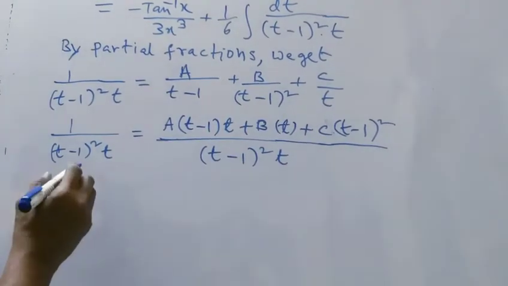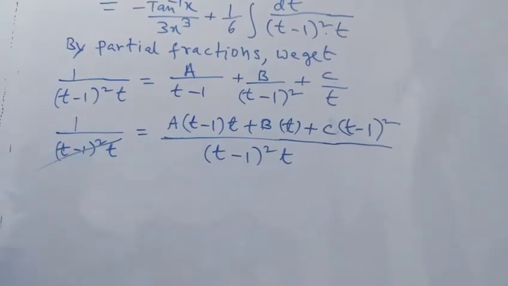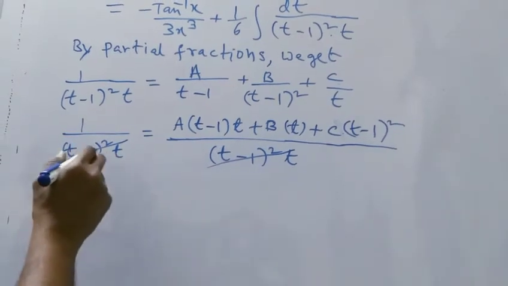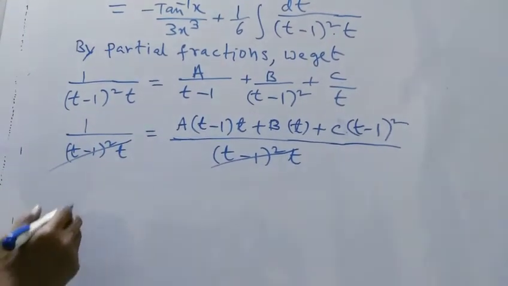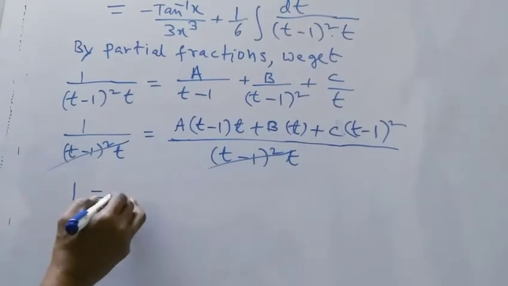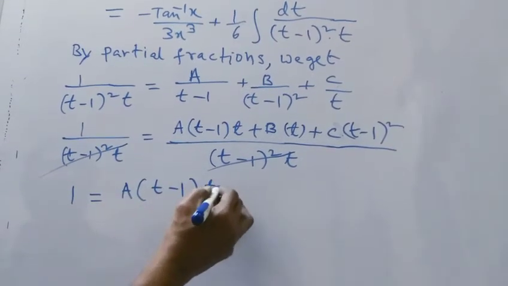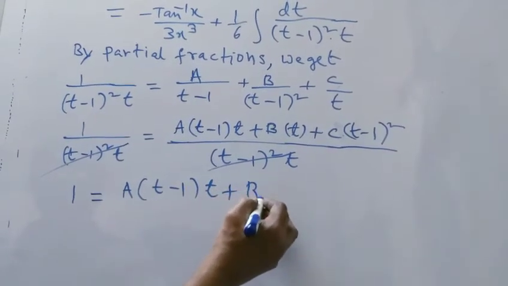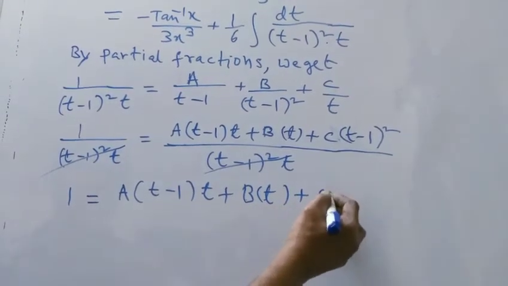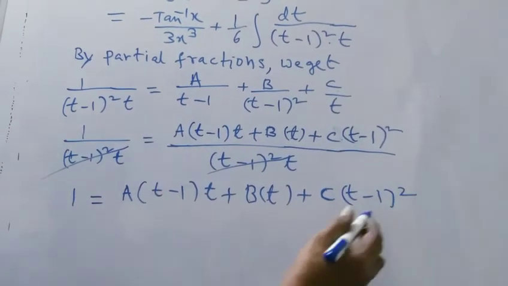So on both sides, comparing left hand side and right hand side, (t minus 1) whole square and (t minus 1) whole square into t, (t minus 4) whole square into t cancelled. So the rest of the expression is 1 is equal to a of (t minus 1) into t plus b of t plus c of (t minus 1) whole square.